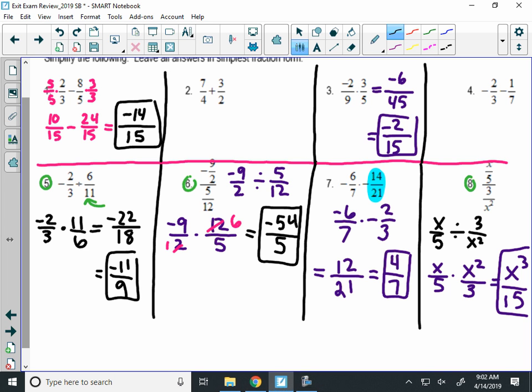All right, number 2, same thing, I need a common denominator. The common denominator between 4 and 2 is actually going to be 4. 2 goes into 4, so I only need to change the right fraction by multiplying by 2 over 2. So I have 7 over 4 plus 6 over 4, that's equivalent to 3 over 2. I'm going to add those up. 7 plus 6 is 13, and I have my denominator of 4. Doesn't simplify, so that's it.